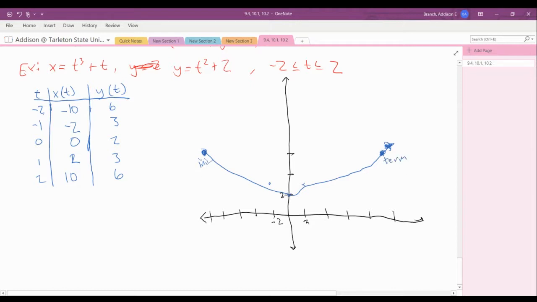So our next step is just going to be to draw our arrows in the direction. So we're going to go from initial to terminal. So just kind of draw them along the line like this. And that is how you sketch a parametric curve.